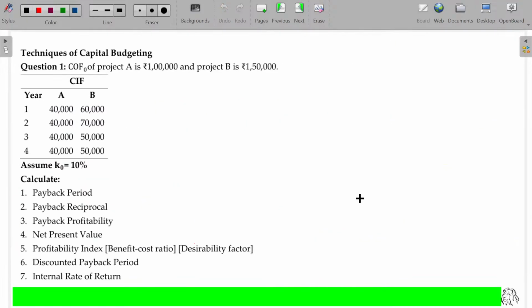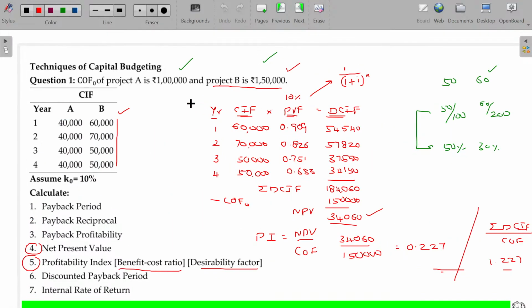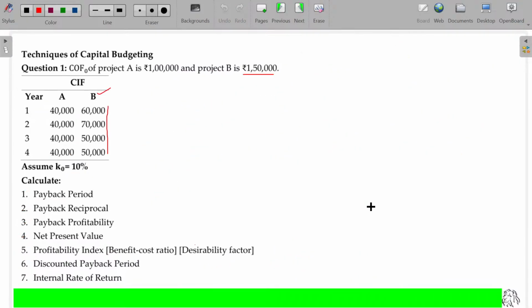Let's see. In case of project B, I get so much money, 60, 70, 50 over a 4 year period, for my 0th period investment of 1,50,000. Then what could be the hidden rate of interest? We assume some rates ourselves. Definitely 10% is not the answer. How? We already calculated using the 10% rate. In case of project B, you have a 34,000 surplus. Definitely 10% is not the answer. We have to now guess some answer. Is that clear?